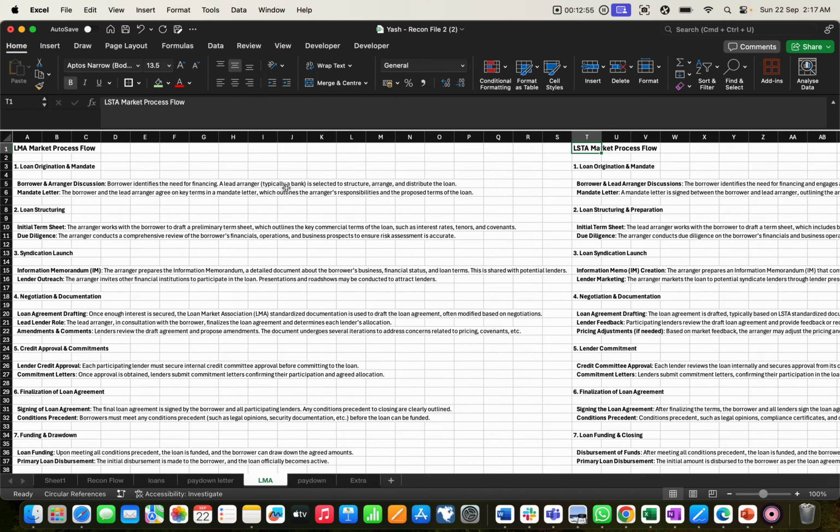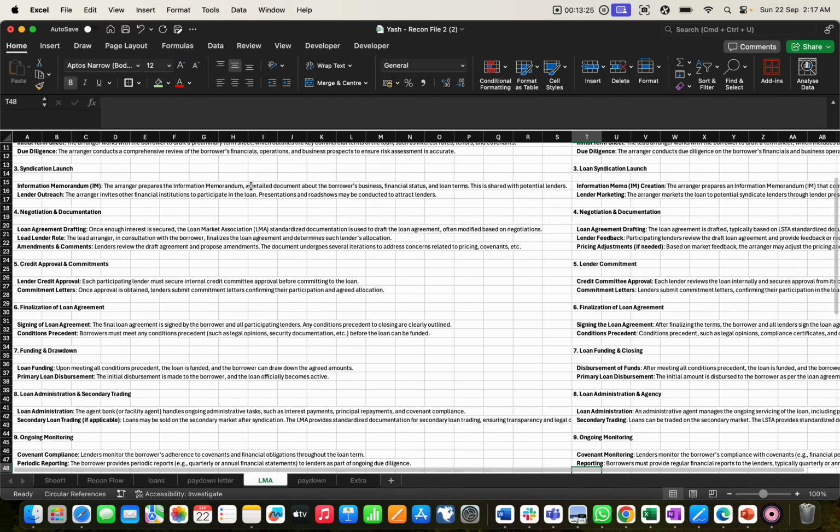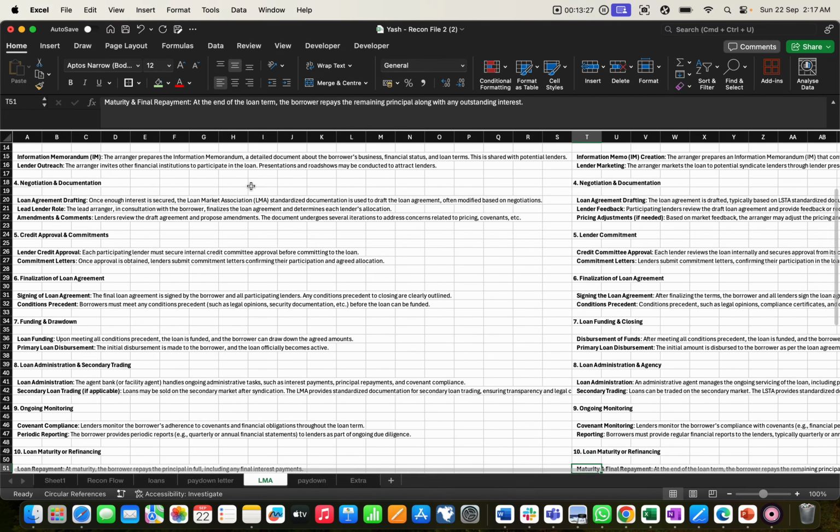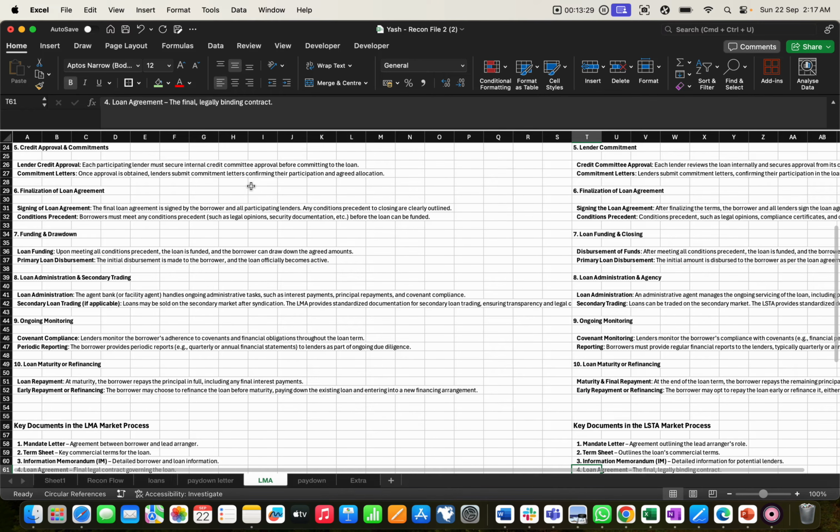the T1 column is for the LSTA market. So the process is almost the same. If you see the types like loan origination and mandate, the same point, loan structuring, here loan structuring and preparation, the terms they are using are different because of the Americas and Africas both, but both are the same only. If you want to note anything down, you can do so as well. Going forward we will explain each term when we get a real break, when we explain the real break on this part also.